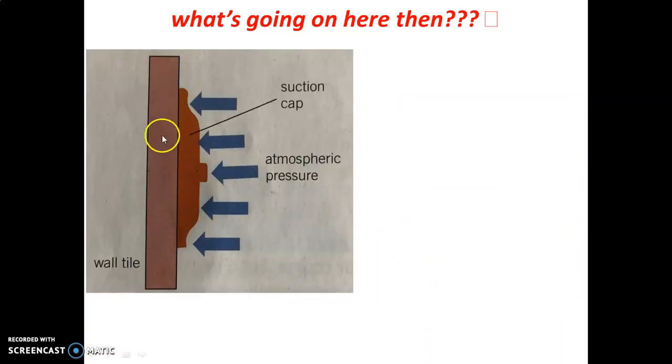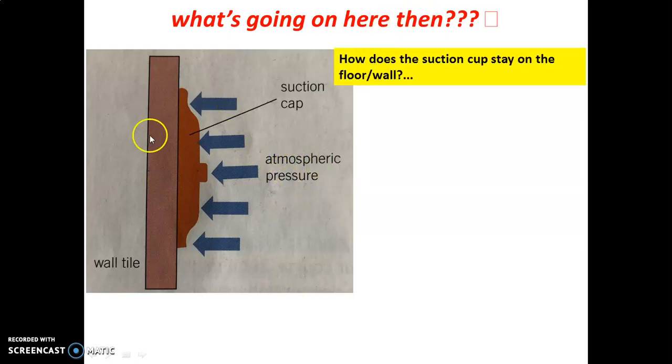Here is a cross-section of a suction cup on a wall tile. So we're not looking at a floor, we're looking at a wall here. Same principle though. So let's think about it. How does the suction cup stay on the floor, or in this case on the wall? Well, look at these arrows. What do the arrows actually show you is going on?